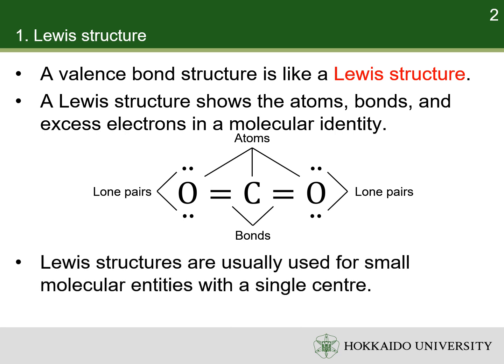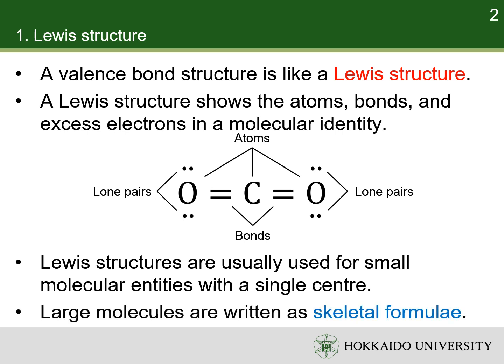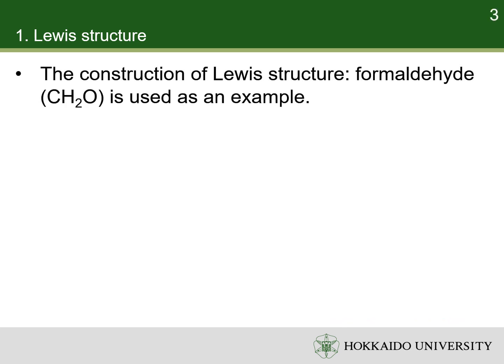Lewis structures are usually used for small molecular entities with a single center. For large molecules, particularly organic molecules, the structures may be written in more compact forms, such as the skeletal formulae. To show the construction of Lewis structures, formaldehyde is used as an example.